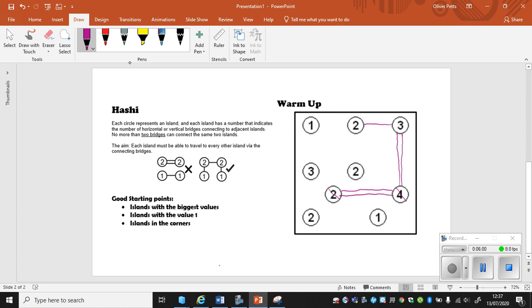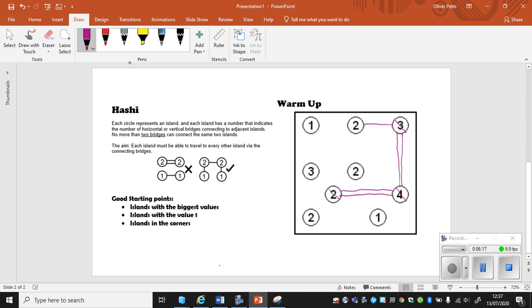And if I draw one bridge to the left, I've now got three bridges connected to this island. So I can cross it out and I'm done with this island. Where can I go from here?